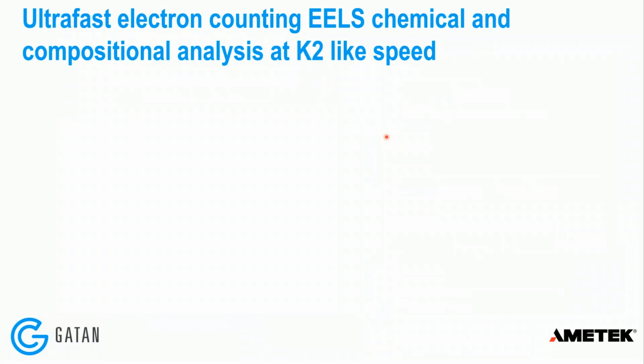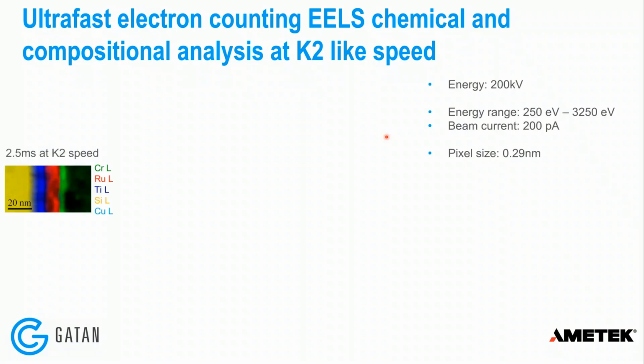Okay, so why is that useful? Here's an example of ultra-fast electron counting and some chemical and compositional analysis. We're comparing conditions on K2 with conditions on K3. This is 200 kV. We're looking at a big energy range, 250 eV up to 3,250 eV, and pretty high probe currents at 200 picoamps, pixel size around 0.3 nanometers.